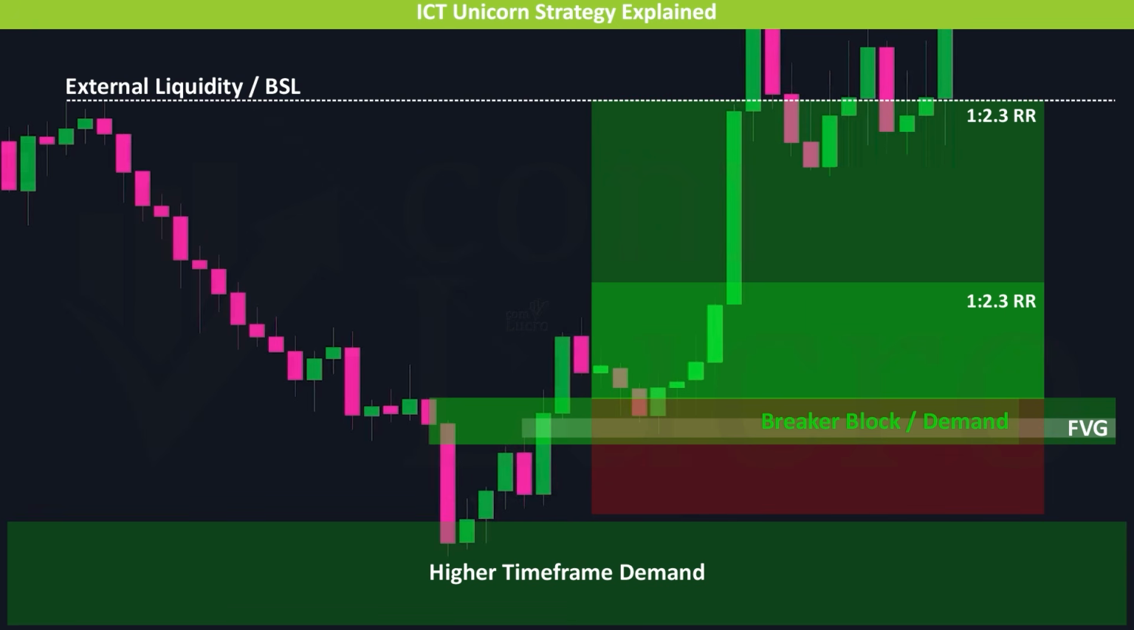Even if the lower time frame shows short-term bearish momentum, the higher time frame structure may still be bullish. In that case, a long entry aligns with the dominant trend, which greatly increases the probability of reaching the intended targets.